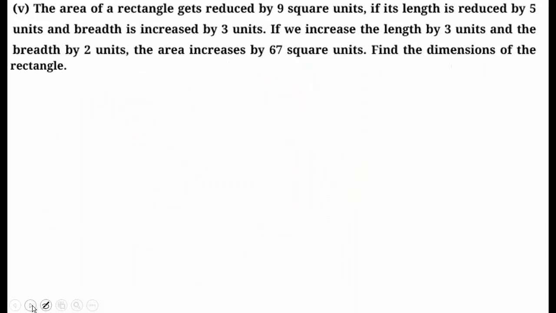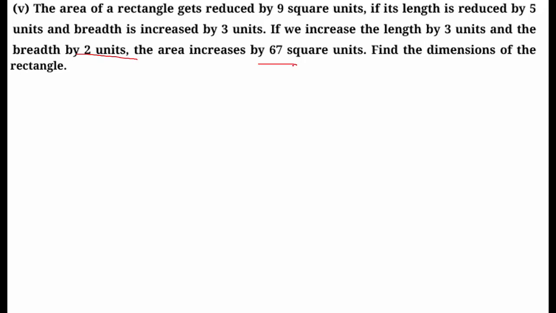Now our fifth question is based on geometry. The area of a rectangle gets reduced by 9 square units if its length is reduced by 5 units and breadth is increased by 3 units. If we increase the length by 3 units and the breadth by 2 units, then the area increases by 67 square units. Find the dimensions of the rectangle.